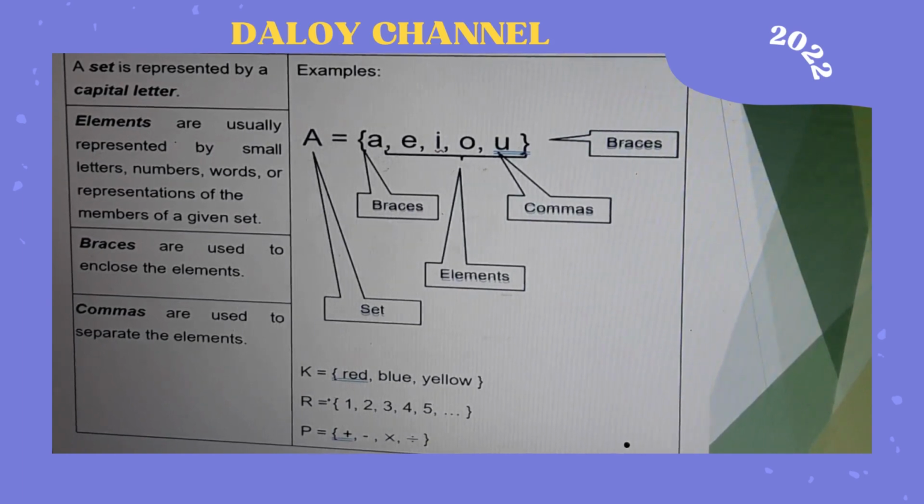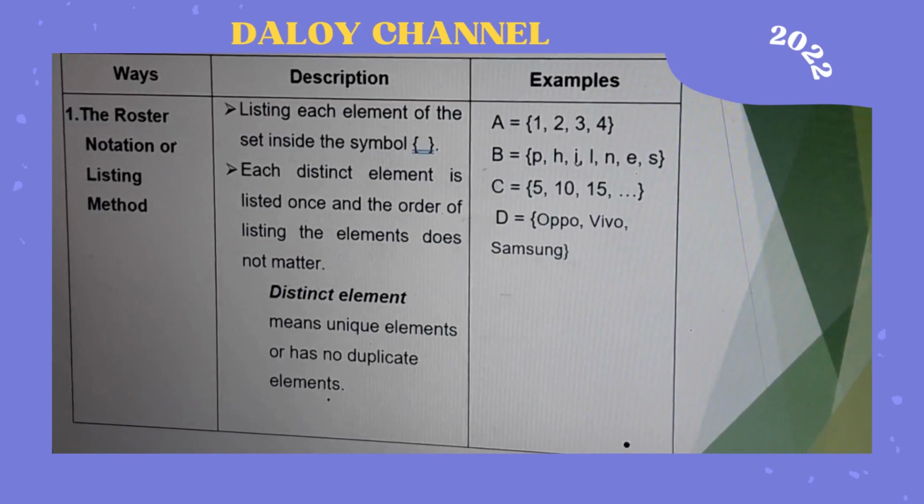Another example, we have set K. It's composed of the elements red, blue, yellow. It's about colors. Set R is composed of the numbers 1, 2, 3, 4, 5, and there are 3 dots provided, so we will discuss that later. Another example, we have set P. It is composed of plus, minus, times, and divide. Symbols of operation. We'll continue. The 3 ways to describe a set.